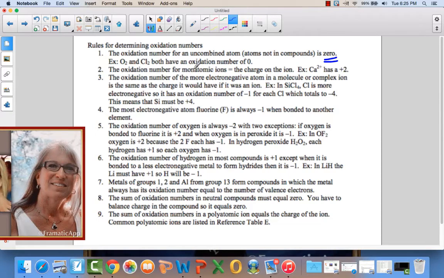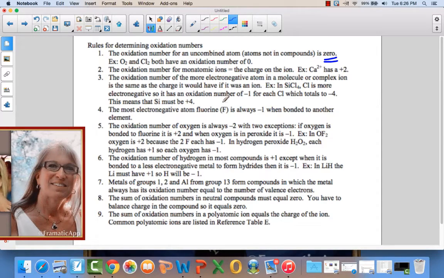The oxidation number for a monatomic ion is the charge on the ion, for example, Ca is a plus 2, that's the charge. Okay, so any group 1 or group 2 element, the oxidation state is going to be, this is an ion, sorry. So the charge is given by the ion. The group 1, group 2 elements tell you their charge right in the upper right-hand corner.